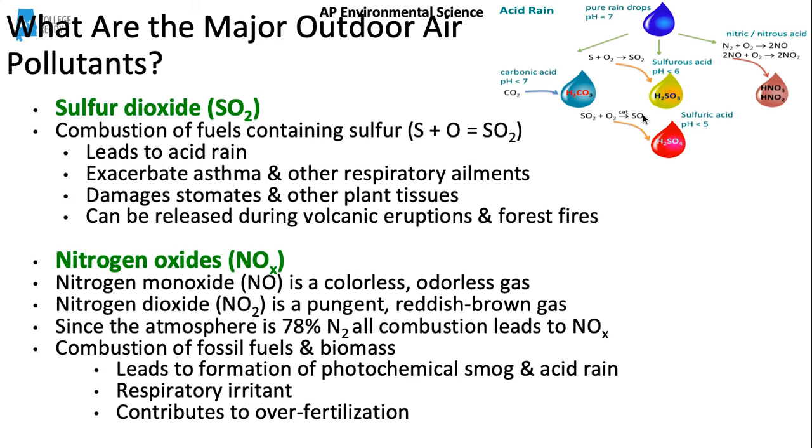Because the atmosphere is 78% nitrogen in general, anything being burned, any combustion, leads to nitrogen oxides. So this includes the combustion of fossil fuels and biomass. It leads to the formation of photochemical smog and acid rain, which we're going to get into further in tomorrow's lecture. It's a respiratory irritant, and it contributes to over-fertilization.